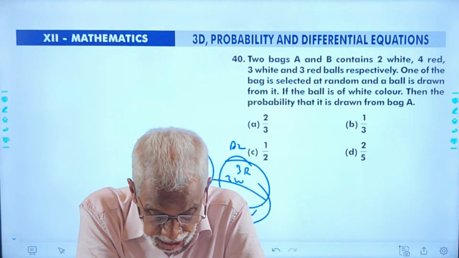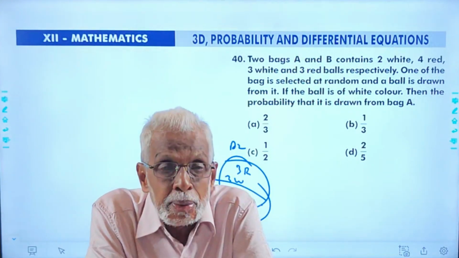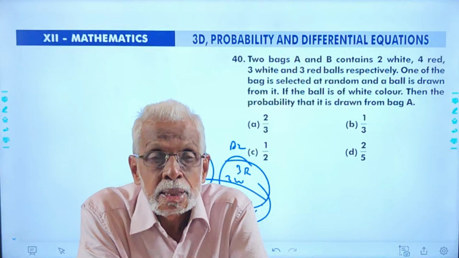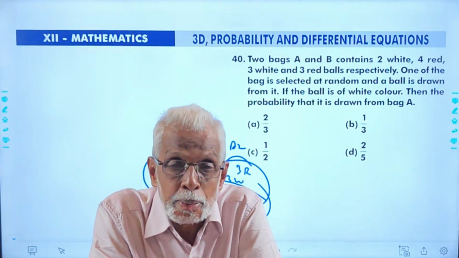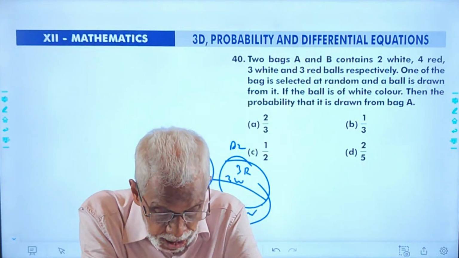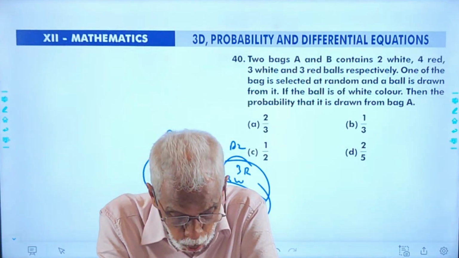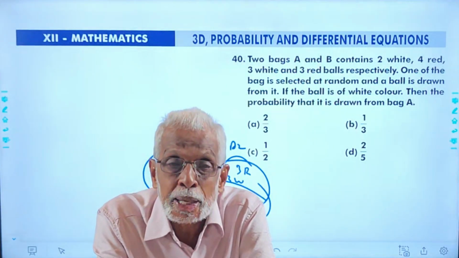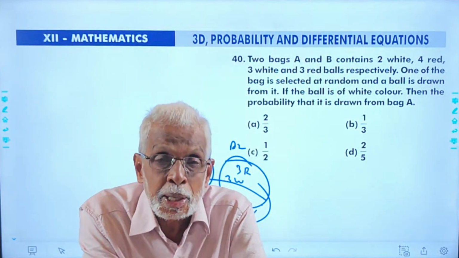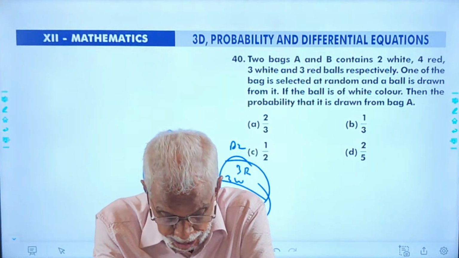Let the bags be A1 and A2. P of A1 is equal to 1 by 2, selecting the first bag. P of A2 is equal to 1 by 2, selecting the second bag. P of E by A1, the probability of a white ball from the first bag, is 2 by 6. P of E by A2 is 3 by 6.